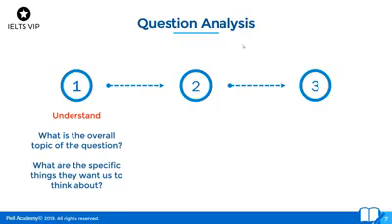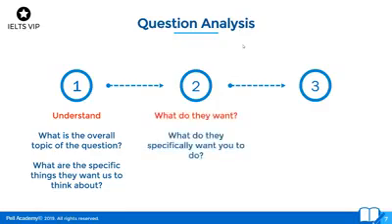So the 2 questions you should be asking yourself are, what is the overall topic of the question? What's the general topic? And number 2, what are the specific things they want us to think about? So the first question there, what is the overall topic? You're not going to write about the overall topic. You're not going to write generally about everything related to that topic. But you need to understand what that topic is so that you can drill down into the specifics and talk about that, because that is what they want you to talk about, the specific things. We're going to look at this in a lot more detail as with everything, so don't worry if you don't completely understand that. Number 2, what do they want?